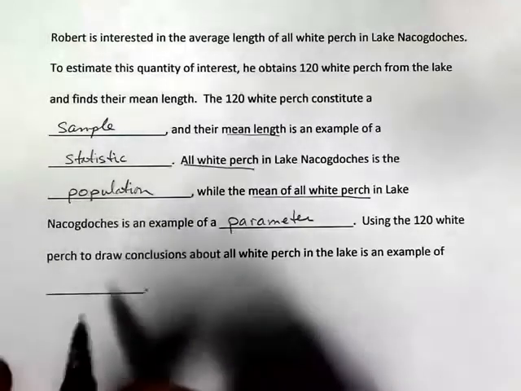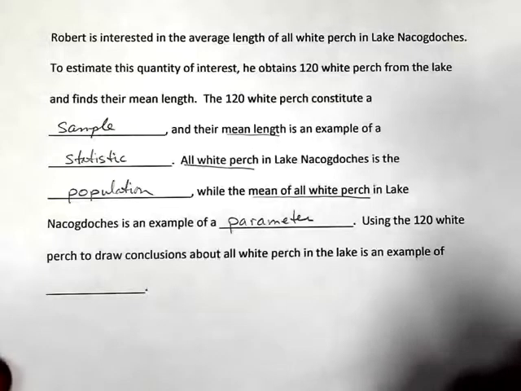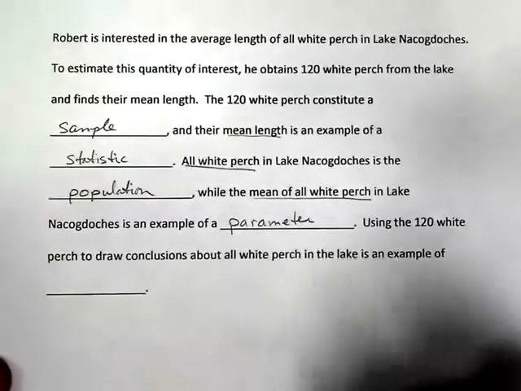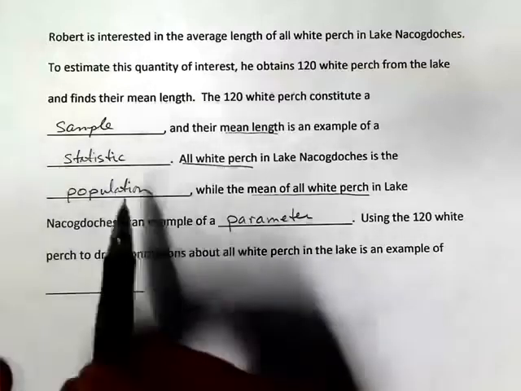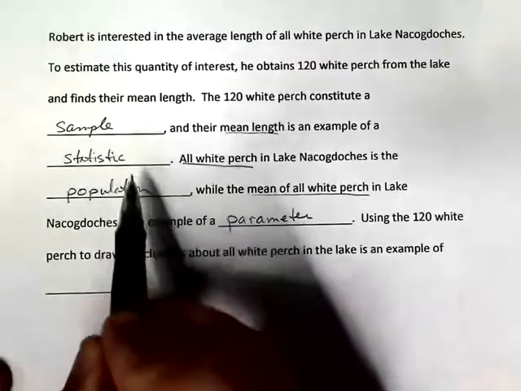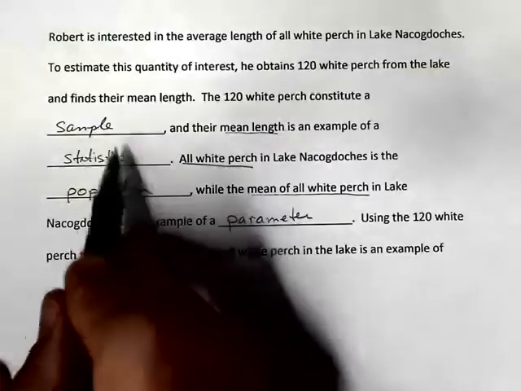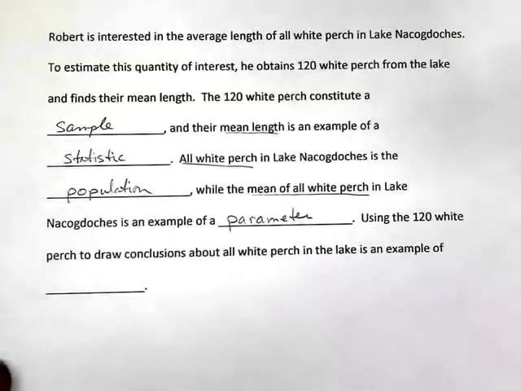Okay? Another parameter of this population might be the proportion of all white perch in the lake that are males, or again, the proportion of all white perch in the lake that are less than 10 inches long. Okay, so if you think about these four terms, there's an analogy that can be drawn, right? A sample is to a population as a statistic is to a parameter. Okay, or maybe I said that wrong. A statistic is to a sample as a parameter is to a population.